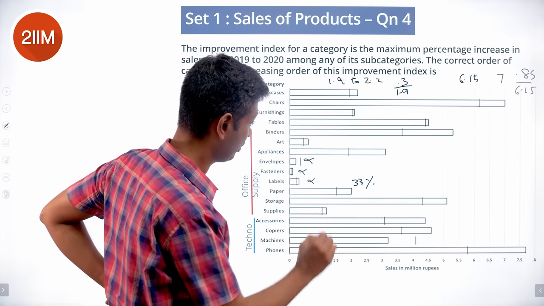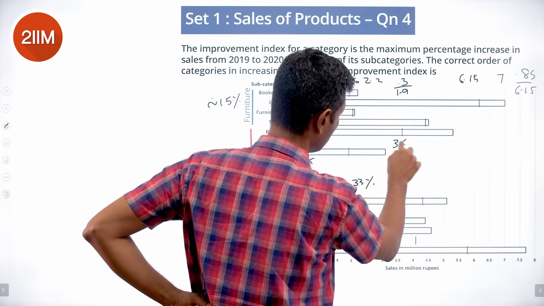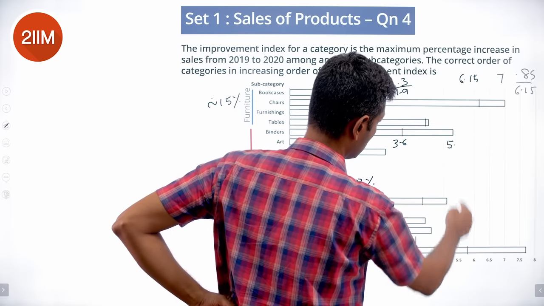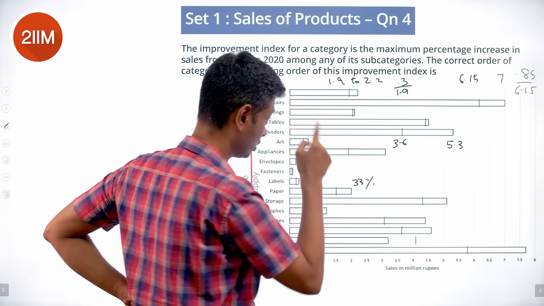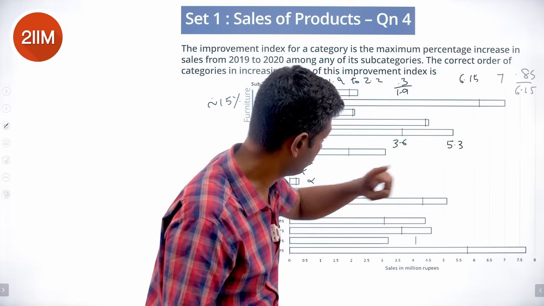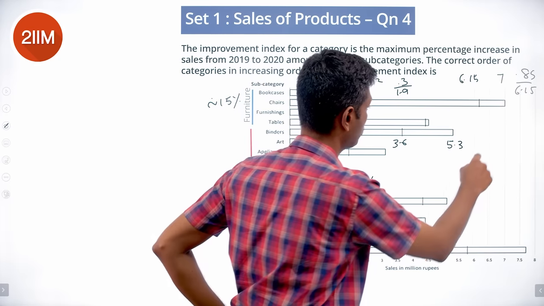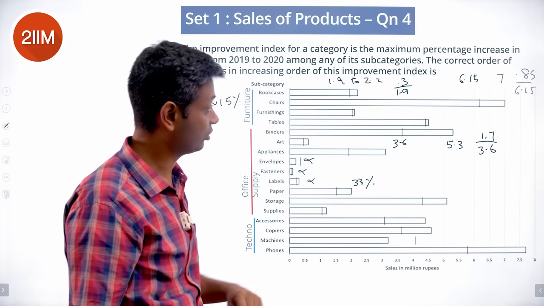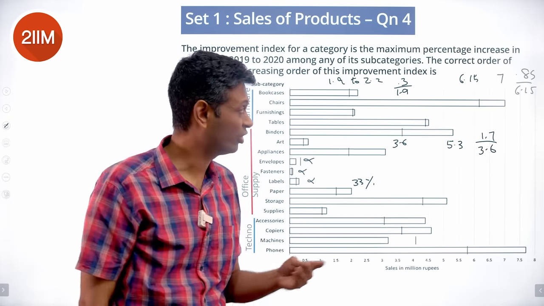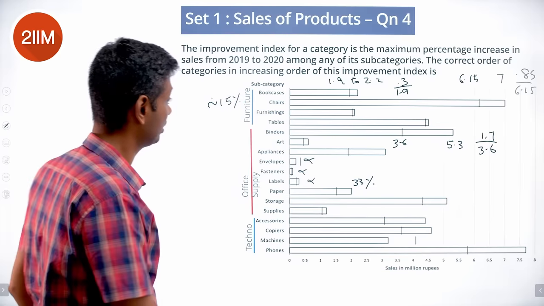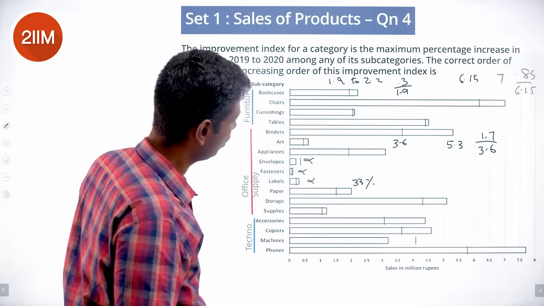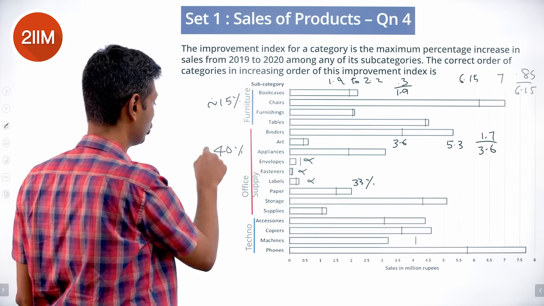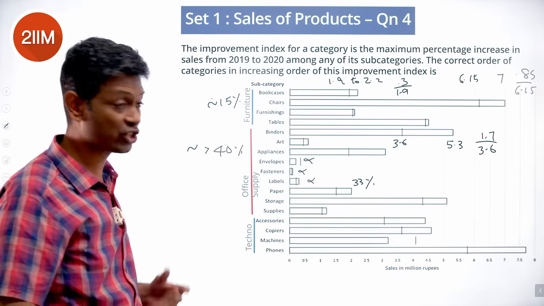Binders, let's look at, because that's the only thing we have not checked. This is 3.62, 5.3. That's 3.6 to 5.3. That's an increase of 1.7 by 3.6. That's probably more than 33%. 33% is one third. One third of 3.6 is 1.2. So 1.8 by 3.6 is 50%. So this is close to 40% or more than 40% of supplies. The biggest performing category.